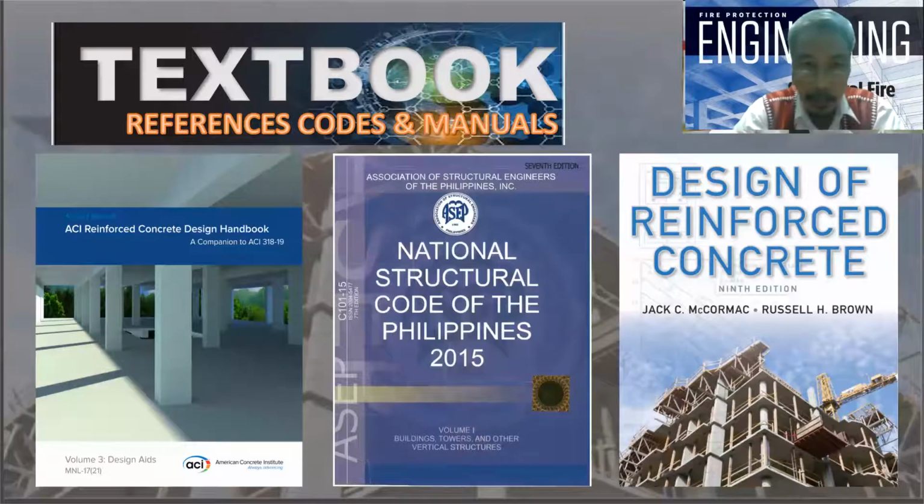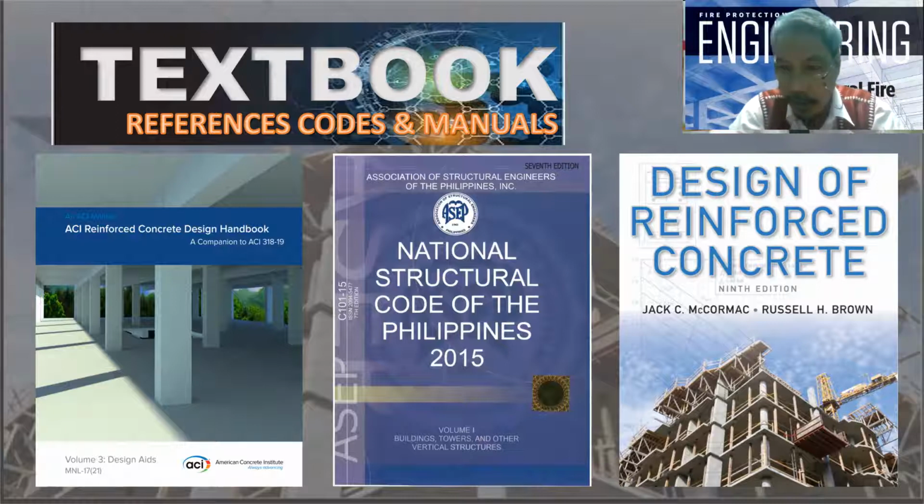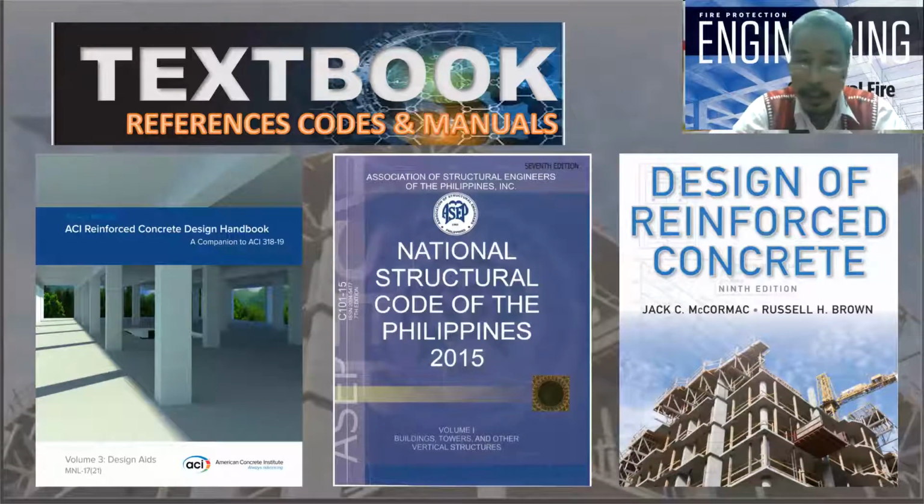Another one is you can pick any textbook you want. So this is one textbook that I have been using. Design of Reinforced Concrete by McCormac and Brown. So there are plenty of textbooks and they are equally good, but be sure to use a textbook that uses the ACI standard. If you use a textbook that is authored by Europeans, there's a possibility that they are not using the ACI standard. There is an equivalent standard and code in Europe. Okay. So McCormac and Brown for me.